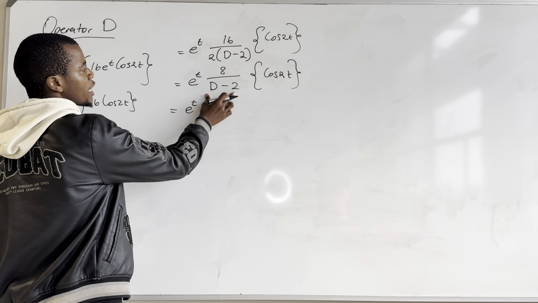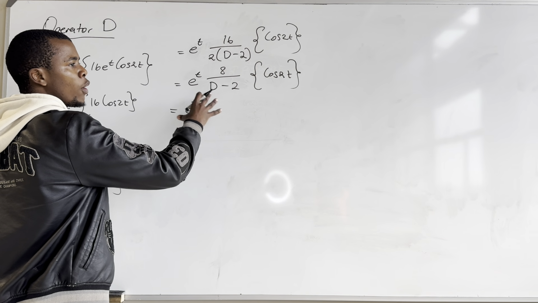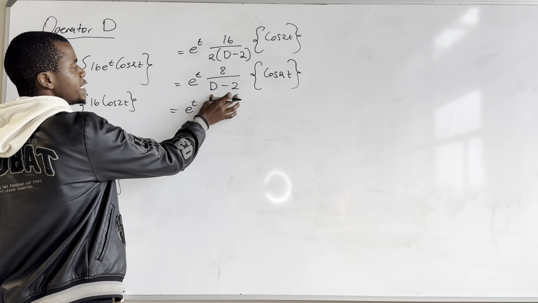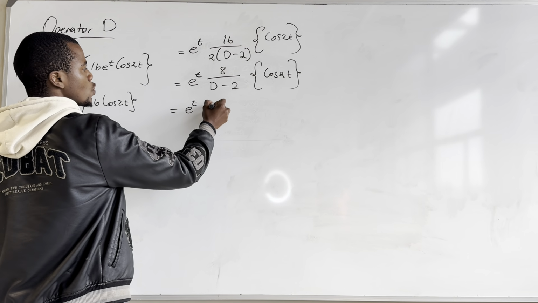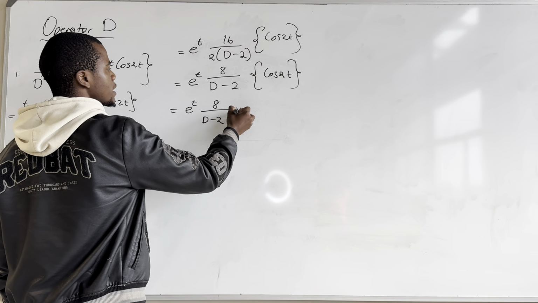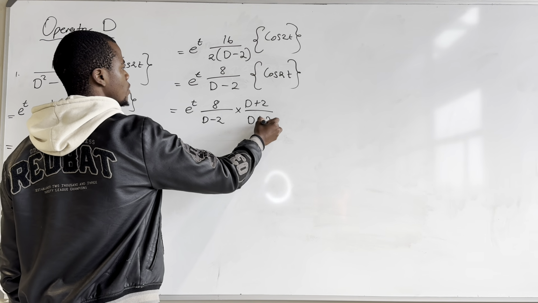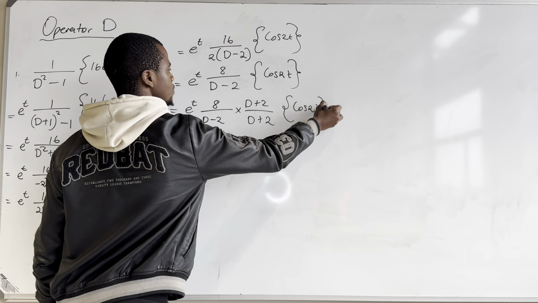So what we are going to do, looking at the denominator, we have d minus 2, so we have to find the conjugate. The conjugate will be d plus 2, to manipulate and have a d squared. So we're just going to do that. So we'll say d minus 2, and then times d plus 2 all over d plus 2, and then operating on cos 2t.